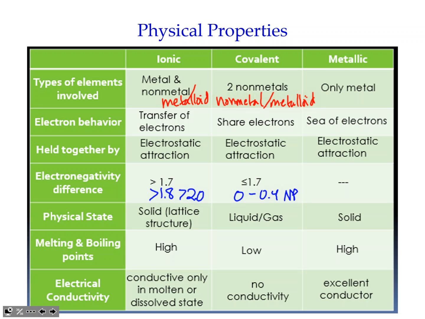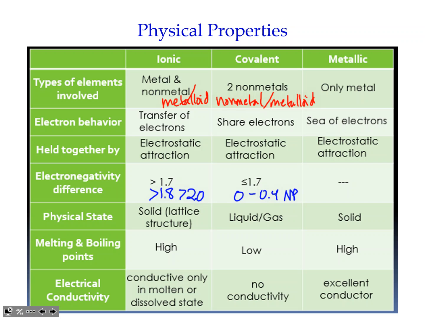Physical state at normal conditions. Metals and ionic compounds are going to be solids at normal conditions. The ionic compound is a lattice structure, which we're going to talk about in just a little bit. For covalent, though, at normal conditions, a lot of them are liquids and gases. There are a few that are solids, like sulfur and graphite, which is carbon. There are a few covalent molecular solids out there, but a lot of them are gases and liquids. That has to do with their IMFs, the weaker forces holding them together, but we'll talk about IMFs later.